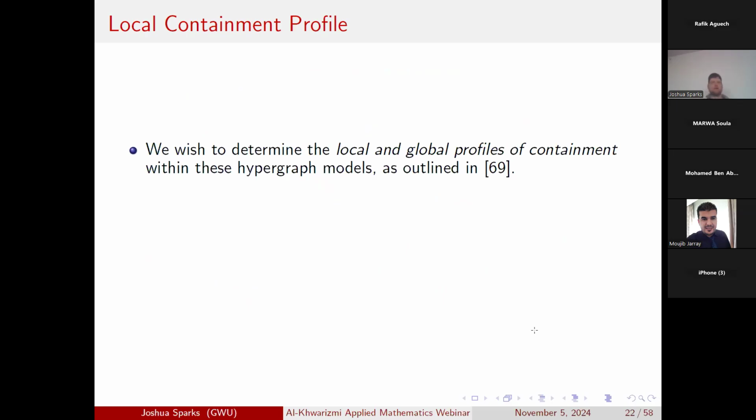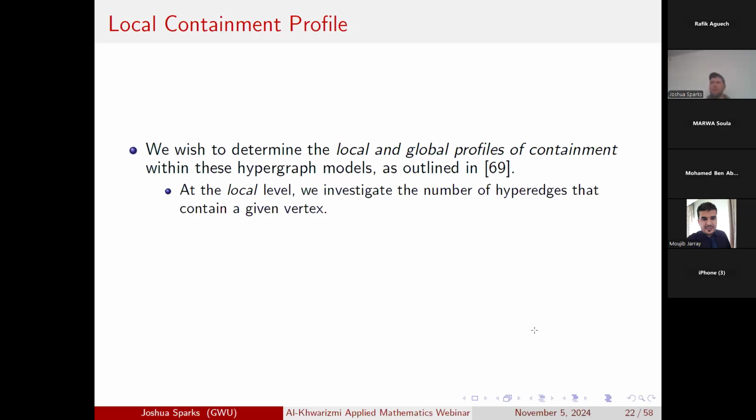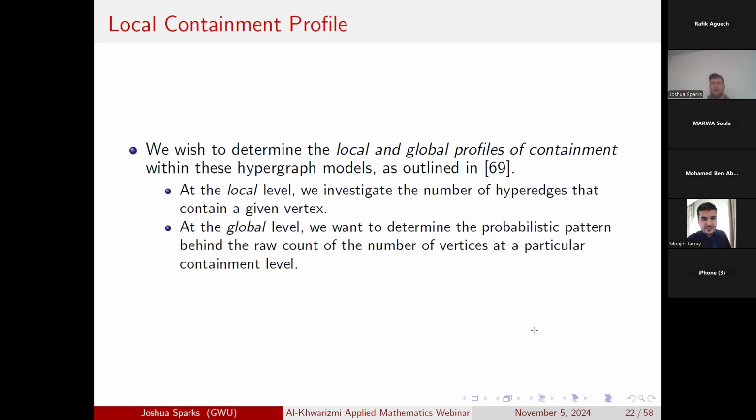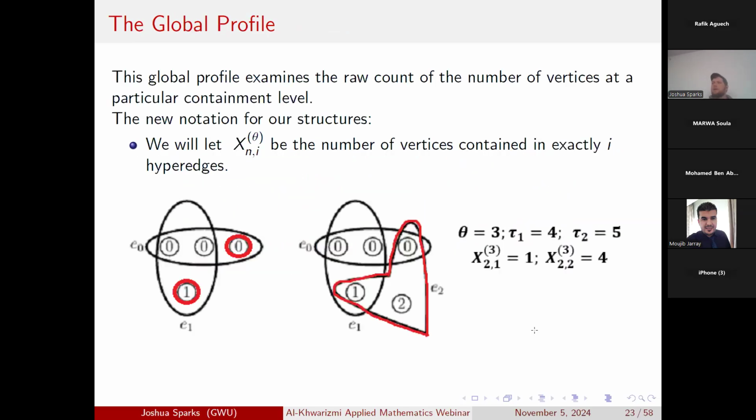In Sparks, Balaji, and Mahmoud, we talk about the idea of local and global profiles of containment with hypergraph models, hyper-recursive trees. The local level is the number of hyperedges at a given vertex. At the global level, you often want to determine the probabilistic pattern of the raw count of the number of vertices at a particular containment level. Doing it without affine urns becomes very complicated, and there is a combinatorial explosion, because everything becomes a bootstrap on these lower levels, and it just explodes. So in our situation with global profiles, at each of these stages, theta equals three, tau one is four, tau two is five.